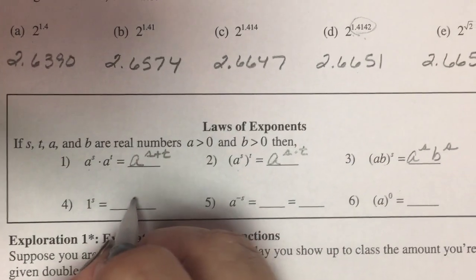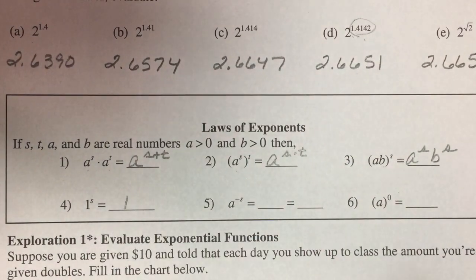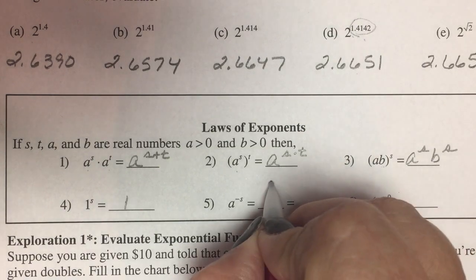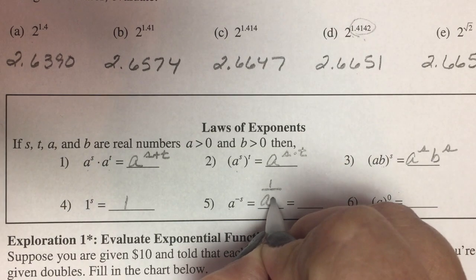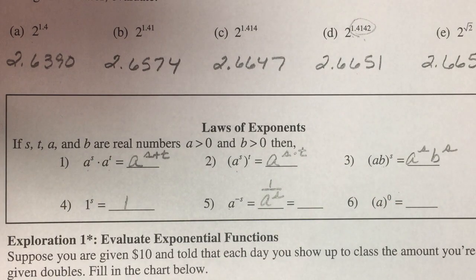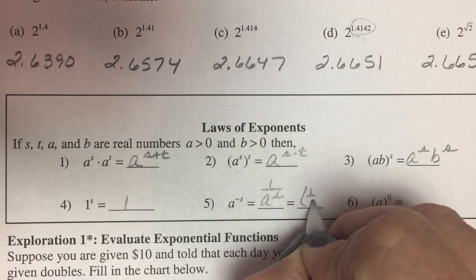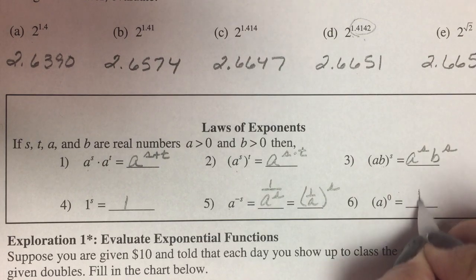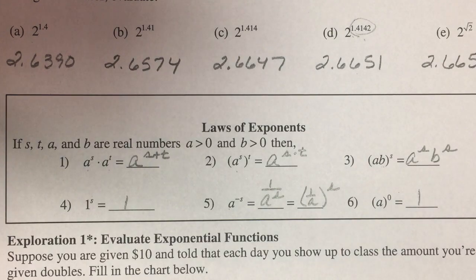1 to any power is simply 1. If I have a negative exponent, that moves whatever the base is to the bottom of a fraction, so that would be 1 over a to the s power, which is the same thing as 1 over a, that whole thing raised to the s power. And then, of course, anything to the 0 power is defined as 1.